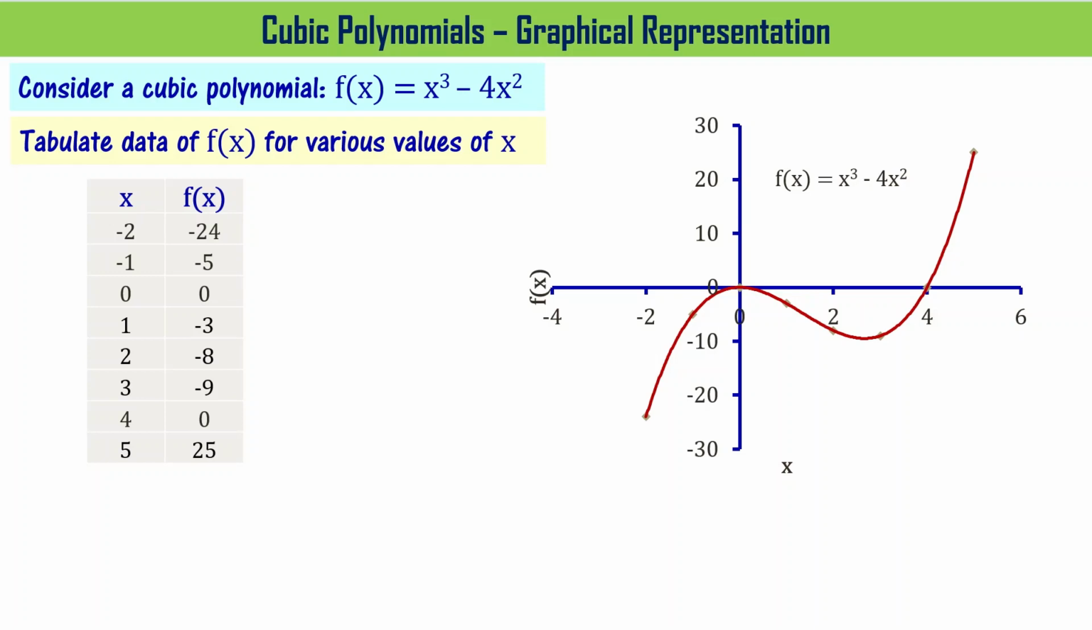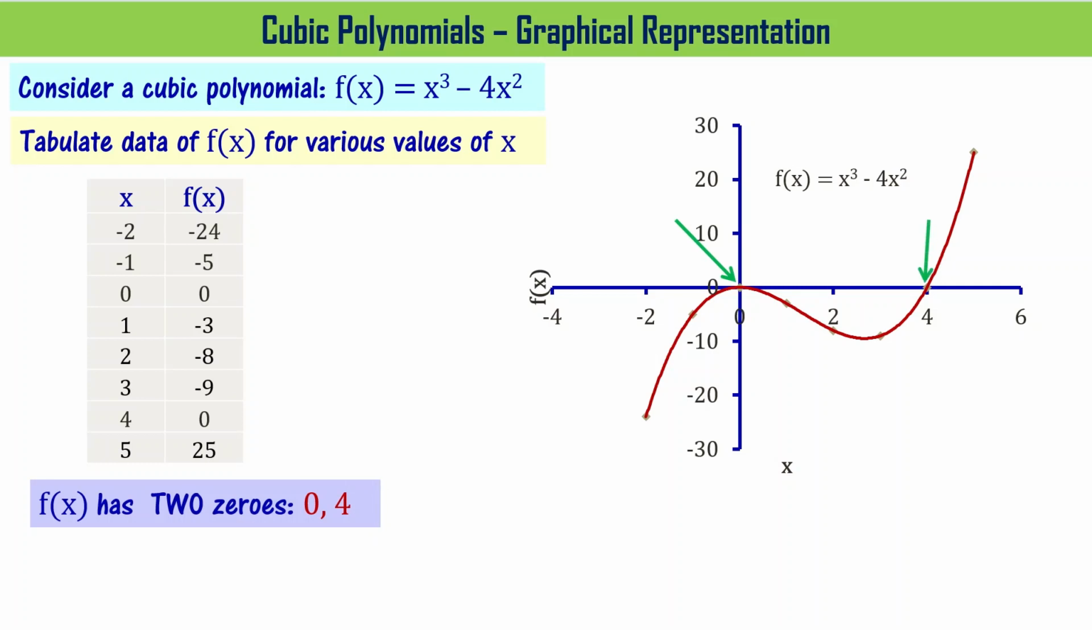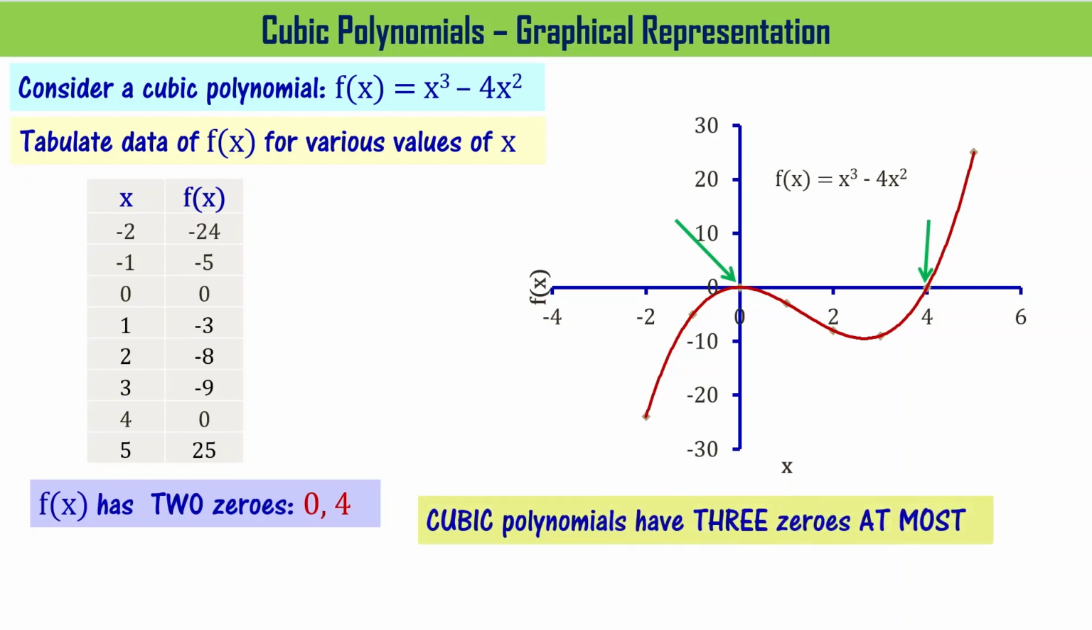The red colored curve corresponding to x cubed minus 4x square is either touching or crossing the x-axis at only 2 points, right? It means that this particular polynomial will have only two zeros. Those are 0 and 4. Please take a note of this. So based on this, what you can now say is cubic polynomials can have three zeros at most. Please take a note of this.